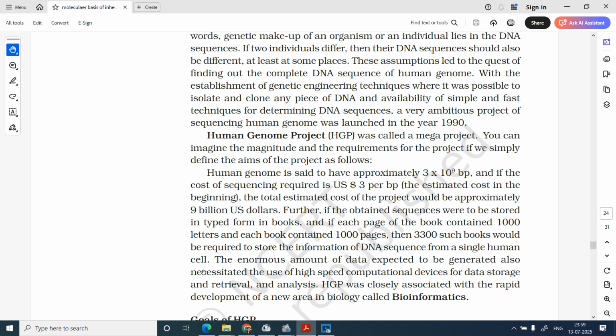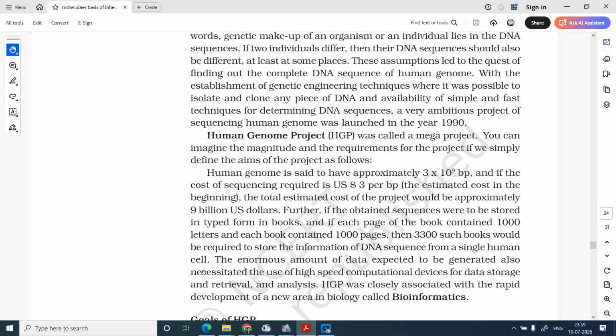Further, if the obtained sequences were to be stored in typed form in books, and if each page of a book contained 1000 letters and each book contained 1000 pages, then 3300 such books would be required to store the information of the DNA sequence from a single human cell.